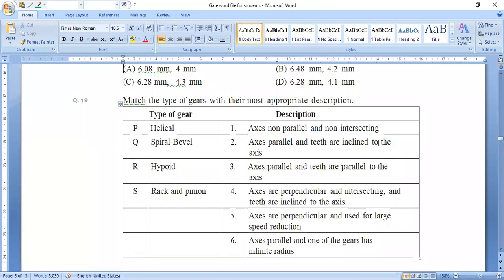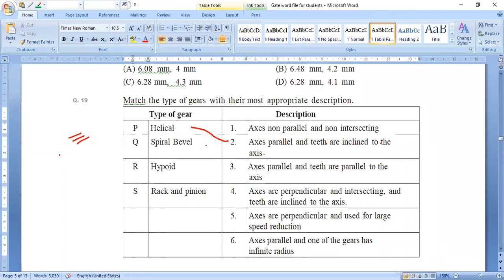Question number 19, see on your screen. Match the type of gears with their most appropriate description. There are 2 columns: type of the gear and description of the gear. So we can match them. For helical gear, you know the teeth are inclined, and axes are parallel. So axis parallel, teeth are inclined to the axis. I think this is the best match with the second option.